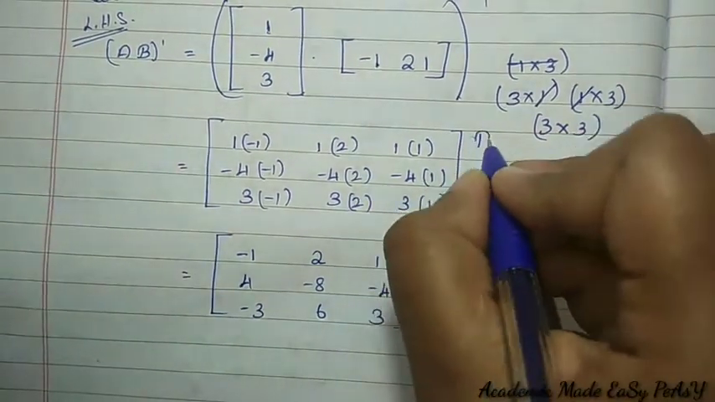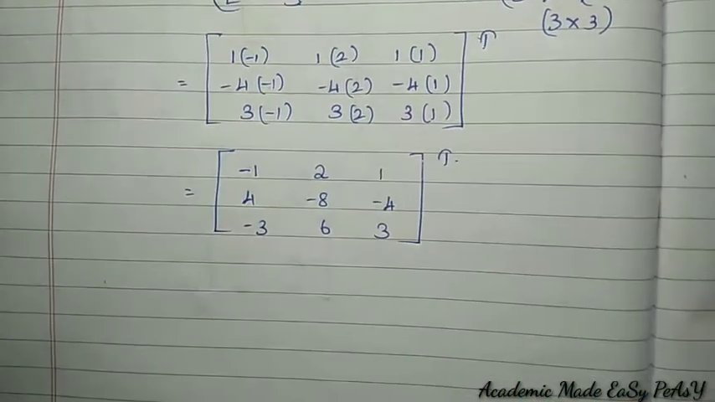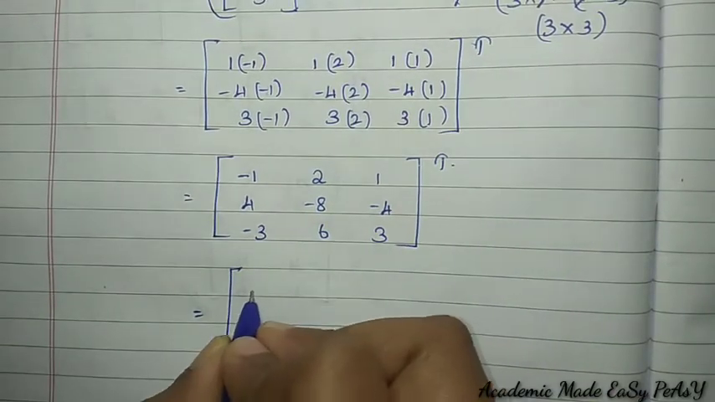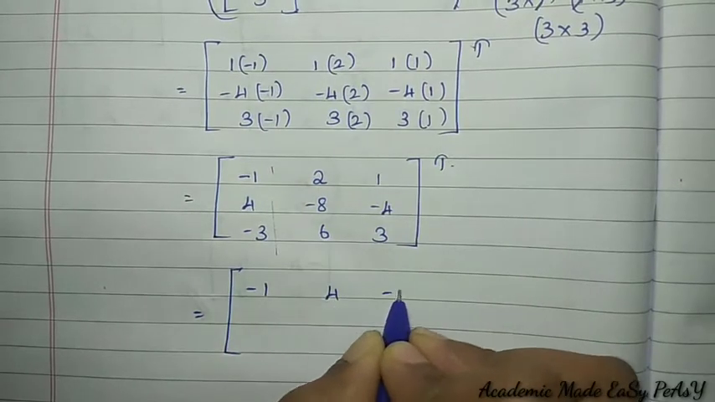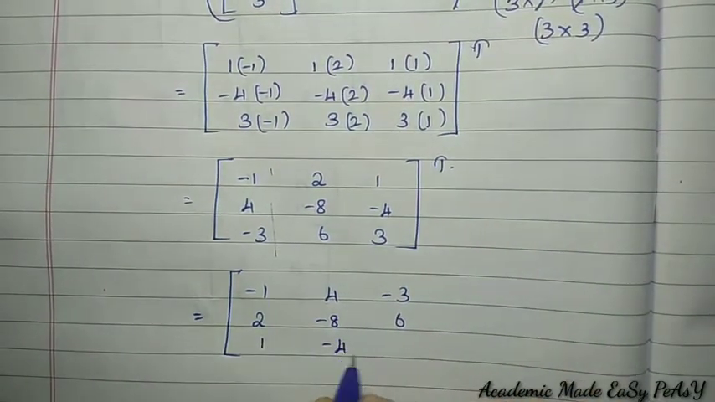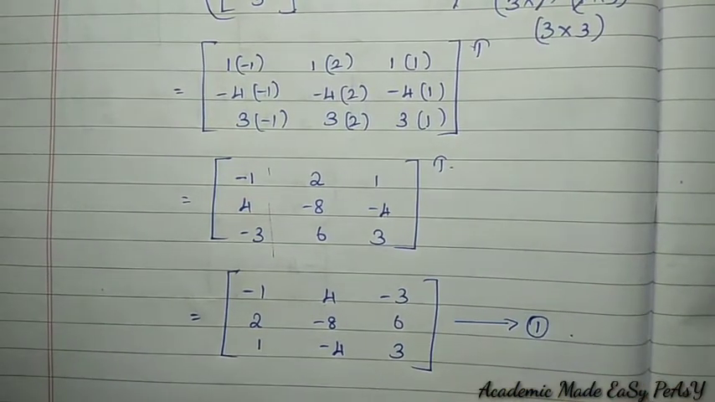The transpose, no, we shouldn't forget this transpose. So what is a transpose over here? It is, I will be changing this column to row. Minus 1, 4, minus 3, 2, minus 8, 6, 1, minus 4, 3. So let this be my equation 1.